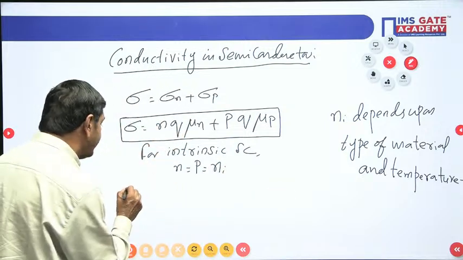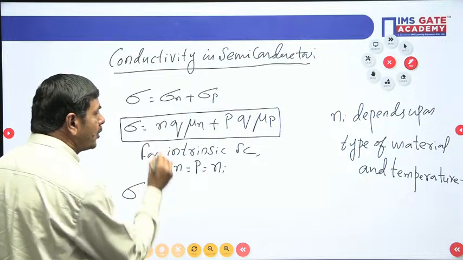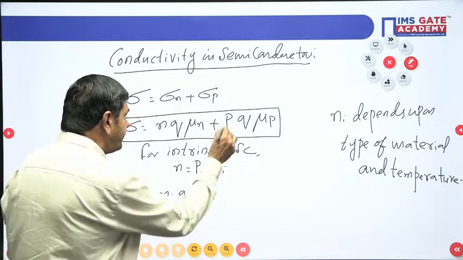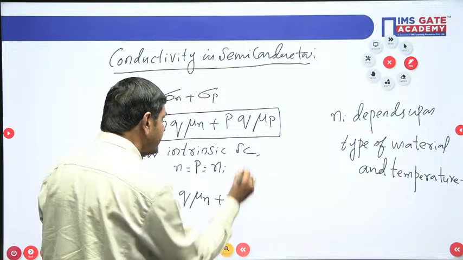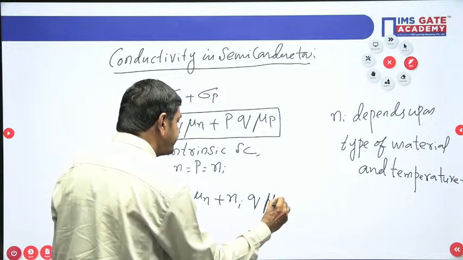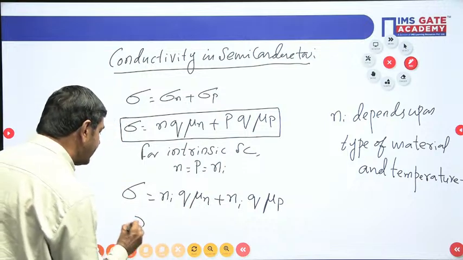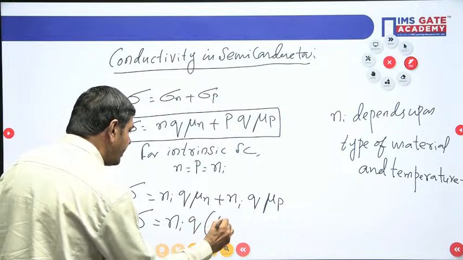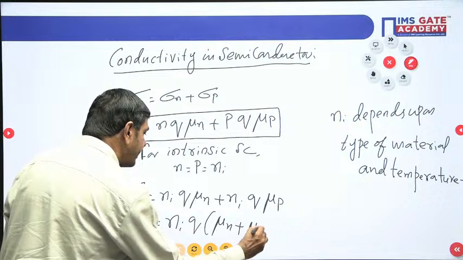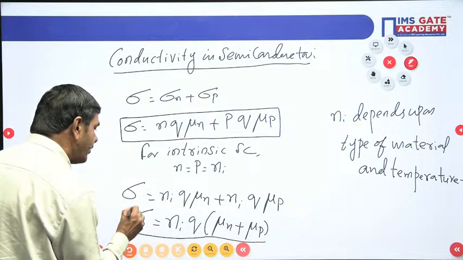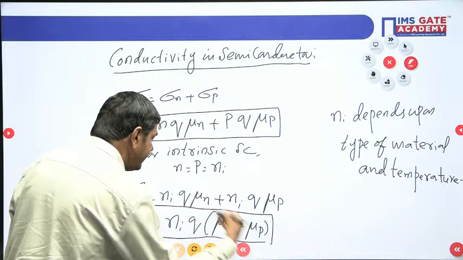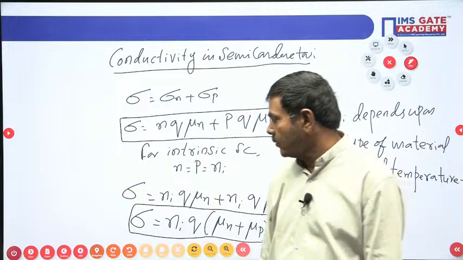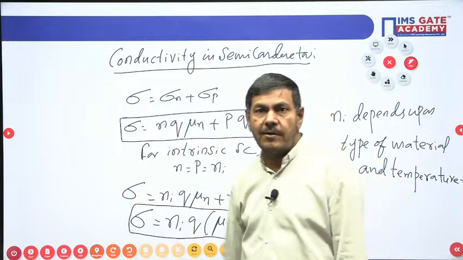I can write the total conductivity as N equal to Ni into Q into mu N, plus P equal to Ni into Q into mu P. Finally, I want the total conductivity. Total conductivity means Ni into Q is taken common, and I get (mu N plus mu P). By using this formula, you can find the conductivity in an intrinsic semiconductor. In an intrinsic semiconductor, you can calculate total conductivity by using this formula only.